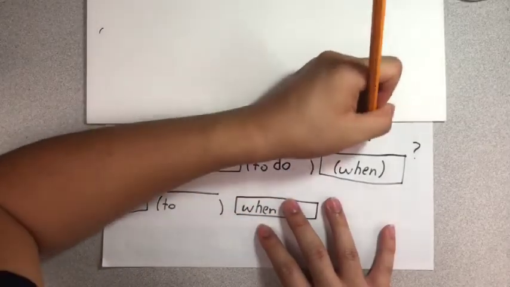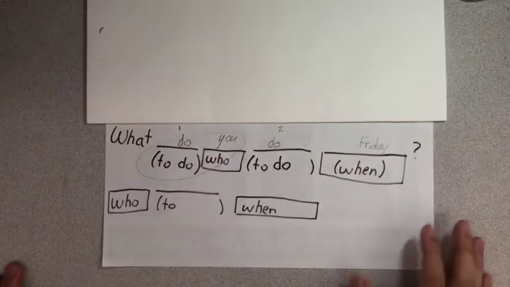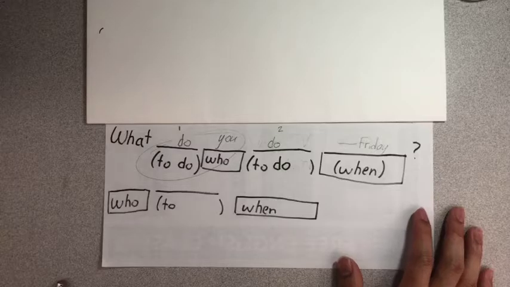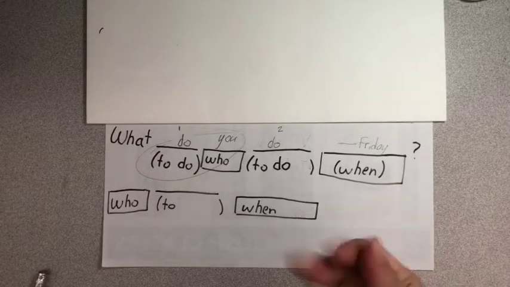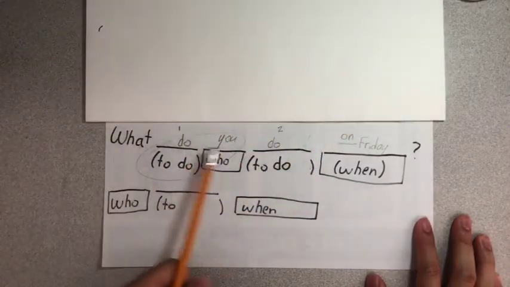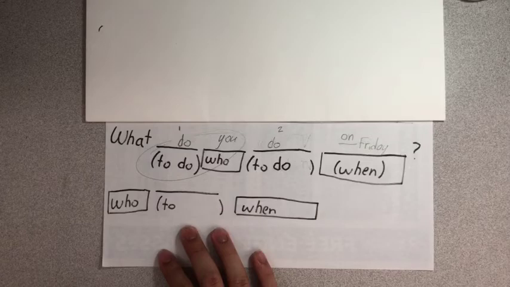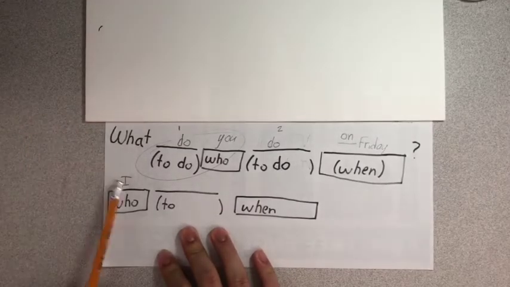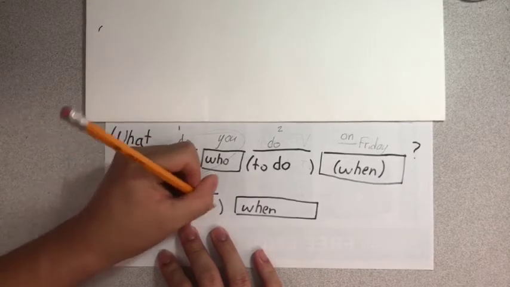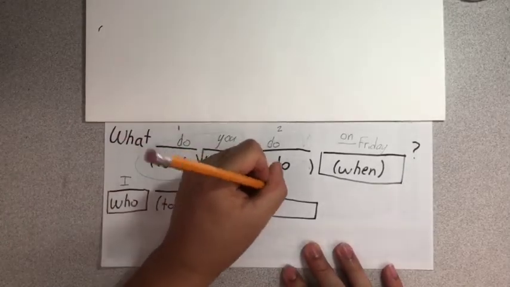Let's say Friday. What time word goes with Friday? Friday is a day. Do we use at, in, or on? We use "on" for days. What do you do on Friday? The question is, what do you do on Friday? The answer, let's say, watch TV on Friday.